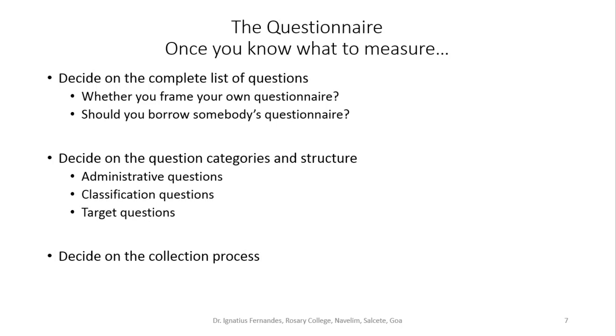After you have decided this, decide on the collection process, how you are going to collect your data. This is something that we already answered when we talked about primary and secondary data. Since your data is going to be primary, you have to decide how you are going to collect it, whether by observation, or by personal interviews, indirect interviews, or through a mailed questionnaire, where you mail the questionnaire and ask those people to fill it in. So you have to decide on the collection process.